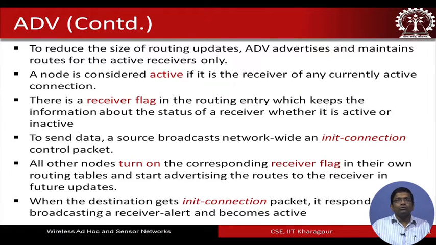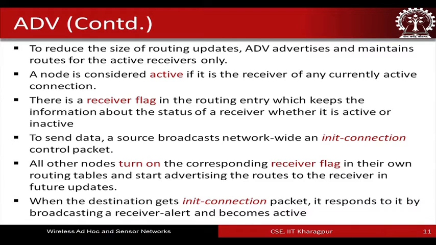So, I will just go through the different points that we have in this slide, highlighting the different features of ADV. To reduce the size of routing updates, ADV advertises and maintains routes for the active receivers only. ADV basically comes up with a terminology of an active receiver. So, what is an active receiver? A node is considered active if it is the receiver of any currently active connection. That means there are different packets already flowing through it, the connection has not been stale for a while, it is under use and so on.